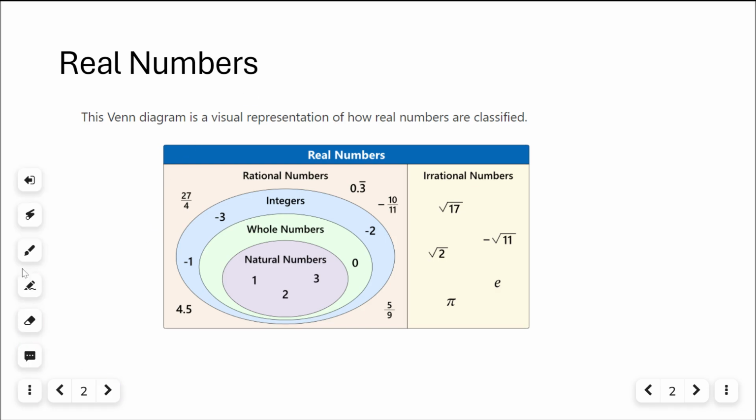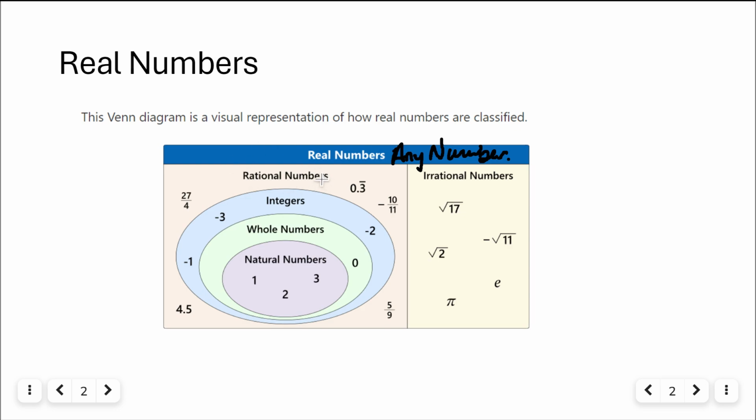Okay, so here's almost the same diagram that we had in the last video, except it now has a second side to it, right? So this is how real numbers are classified. Real numbers are any number. Okay, any number is considered to be a real number. So every number falls in the real number category. All right. And then on the left-hand side, we have rational numbers.